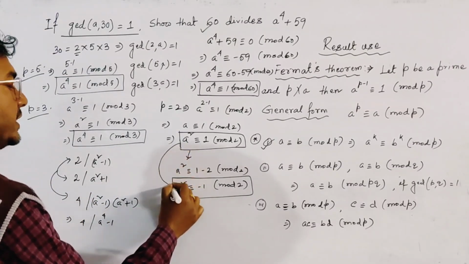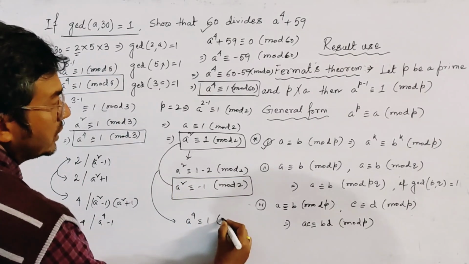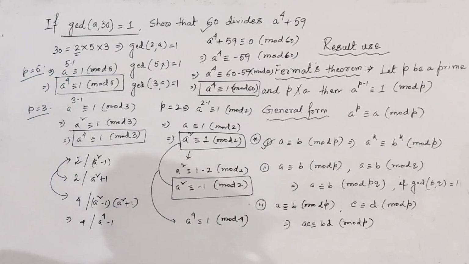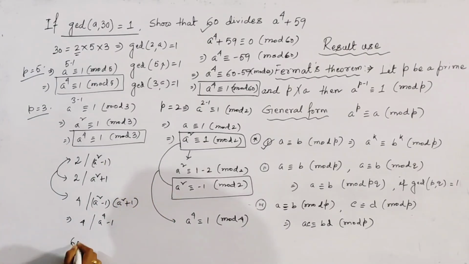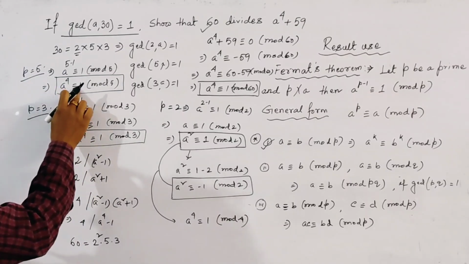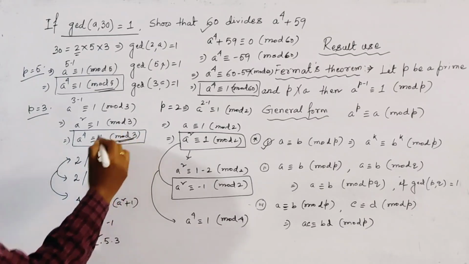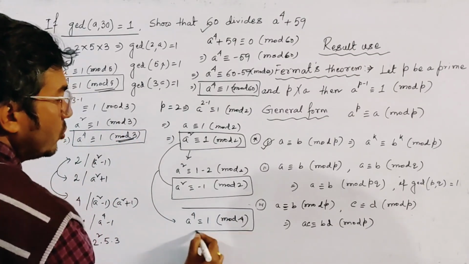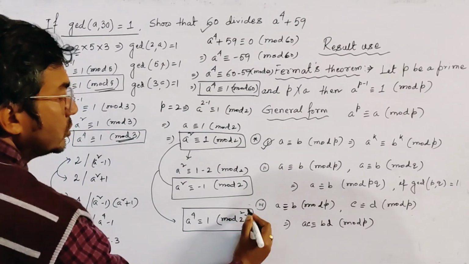So we write the result from these two relations as a to the power 4 is congruent to 1 mod 4. How do we find mod 4 here? Because when we divide the given number 60 into prime factors, we get 2 square into 5 into 3. So here we get a to the power 4 congruent to 1 mod 5, here a to the power 4 congruent to 1 mod 3, and here a to the power 4 congruent to 1 mod 4, and we can write this as mod 4 or mod 2 square.